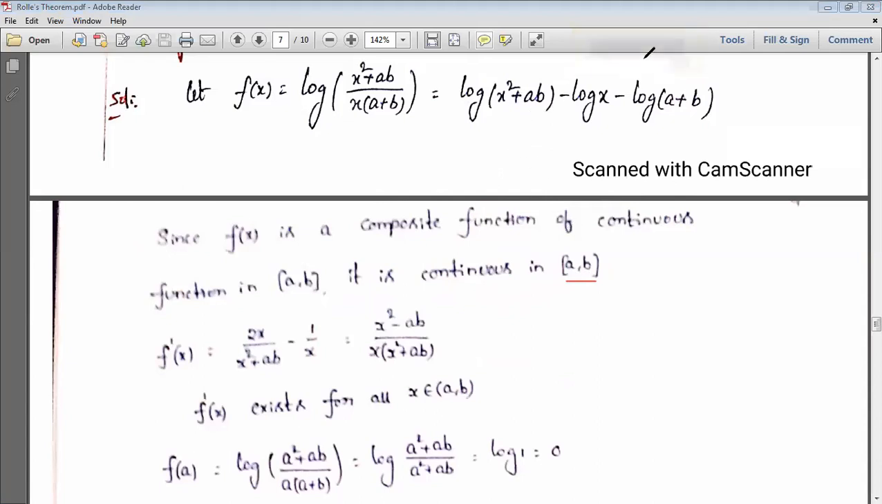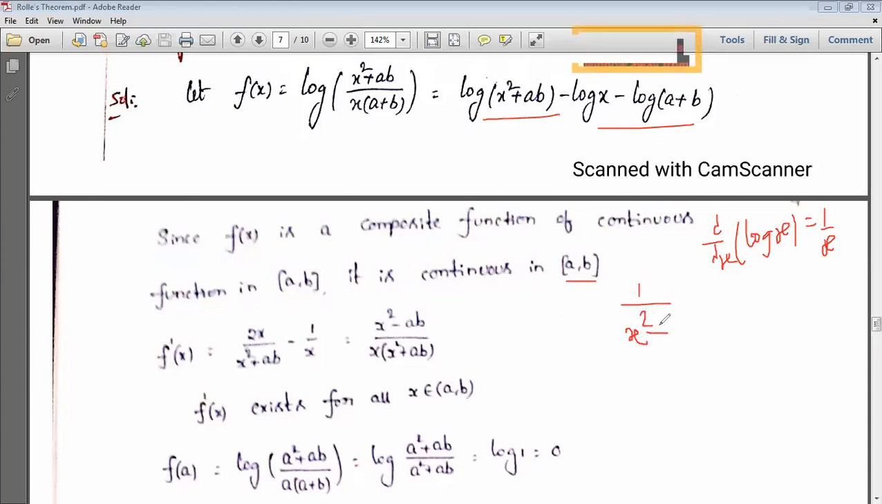So this is f of x. Now what is the derivative of log x? d by dx of log x is nothing but 1 by x, right? So by applying this formula, d by dx of log x is equal to 1 by x. So apply that formula here. The derivative of log of x square plus ab is 1 by x square plus ab.